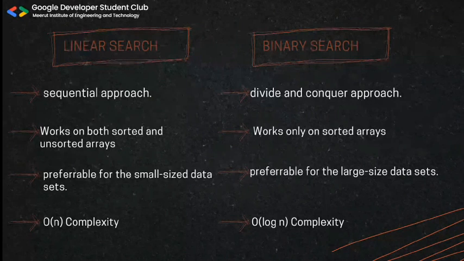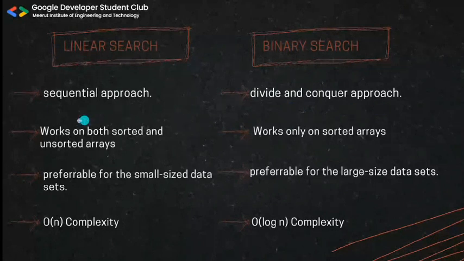One is linear search is a sequential approach. So sequential approach, we have seen that it just traverses the array one by one until it finds the element, or the element is not present in the array and we have reached the end of the array. Whereas in binary search, it is a divide and conquer approach. So we divide the problem into two halves and we check which one is right, and we just solve it further dividing into two halves. So this is the divide and conquer approach.